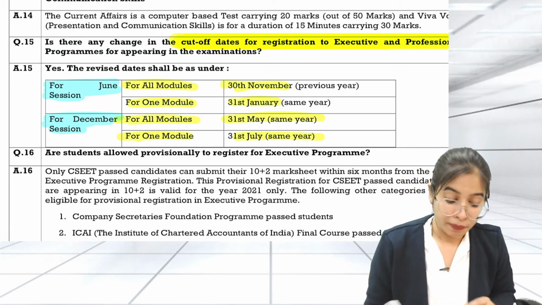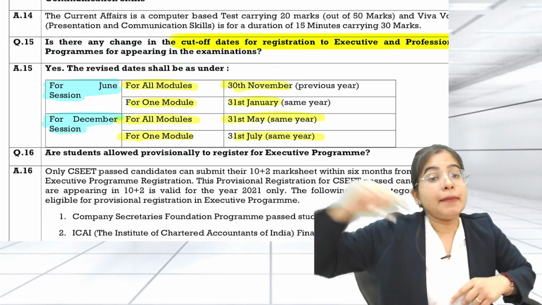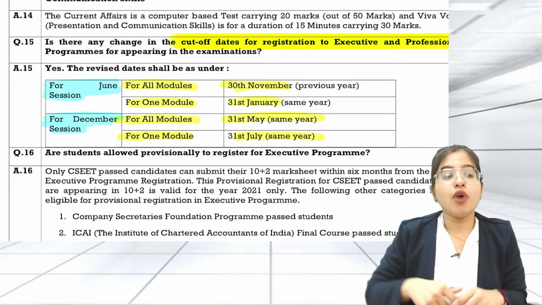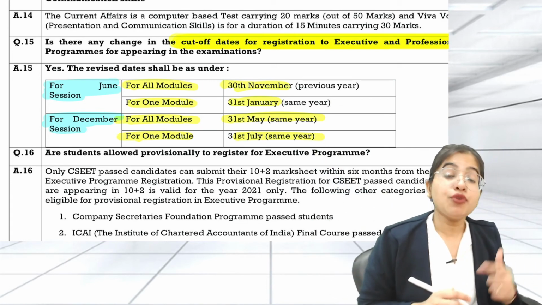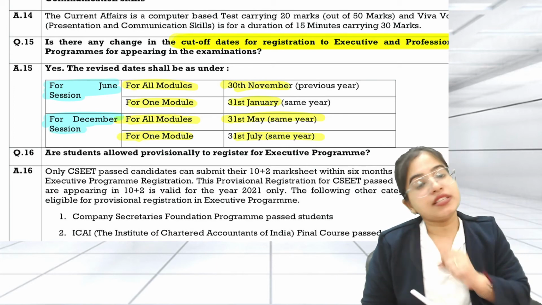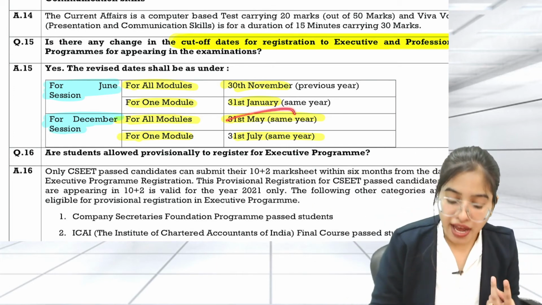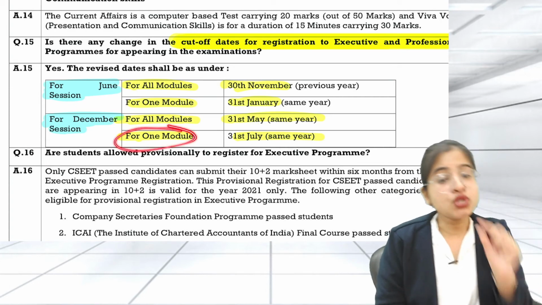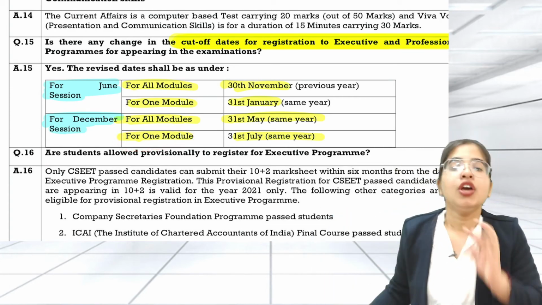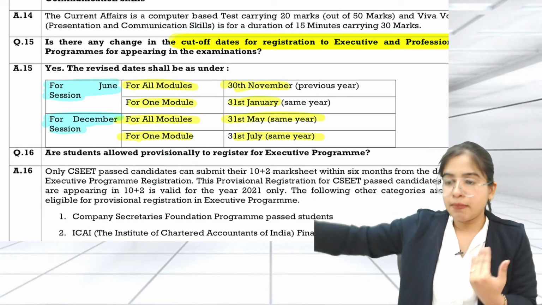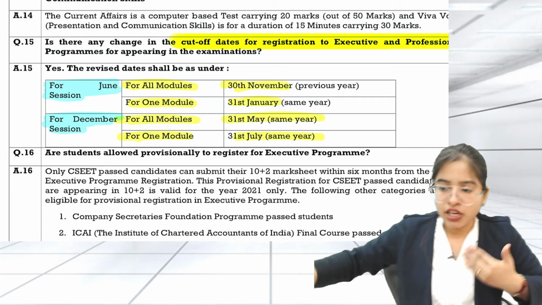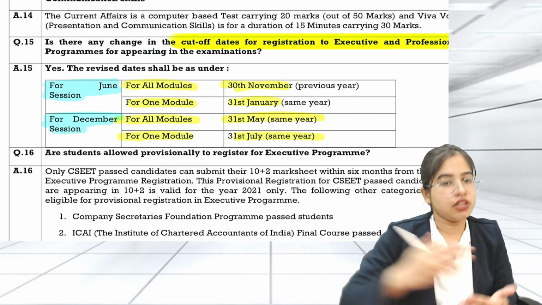Next, if you want to give the exam in December, a lot of students will give the exam in December 2022. If you want to give both modules in the December exam, then the last date is 31st May, which is already gone. However, if you want to give just one module in your December exam, then the last date for registration is 31st July. So still you have time. It's like 2nd July, and you have a lot of time.